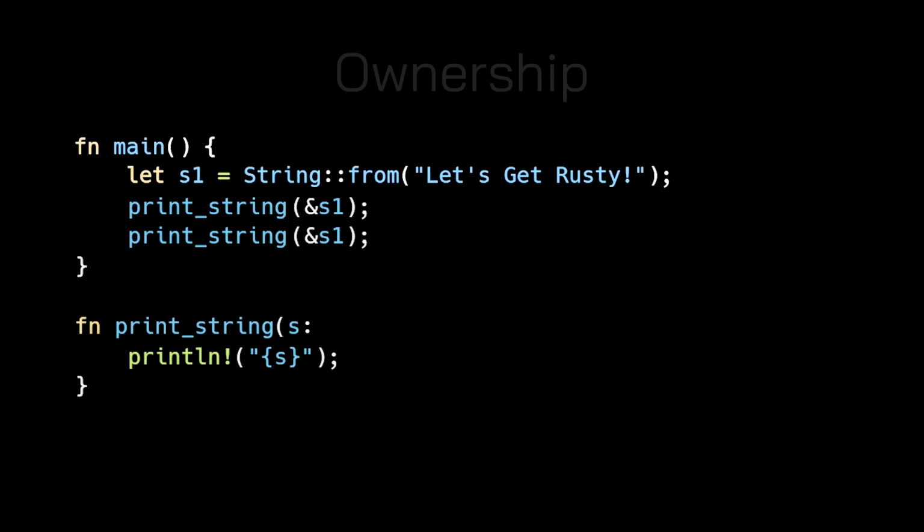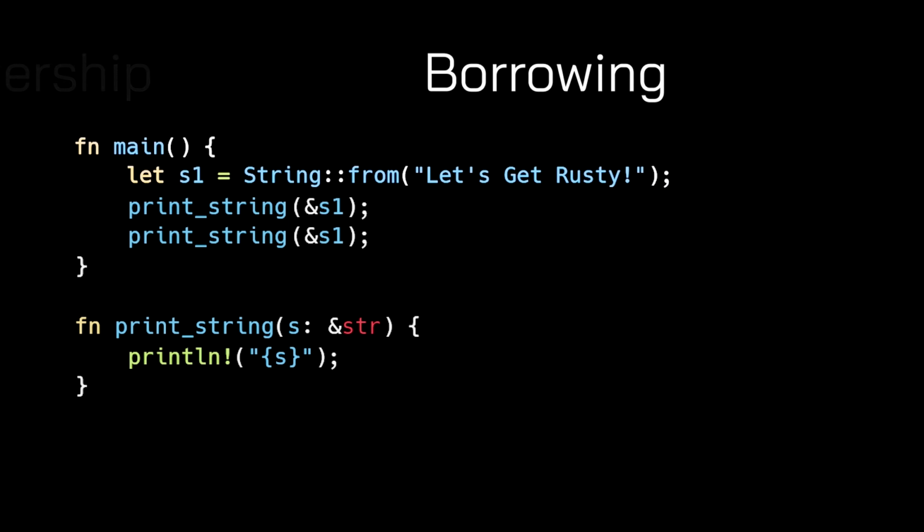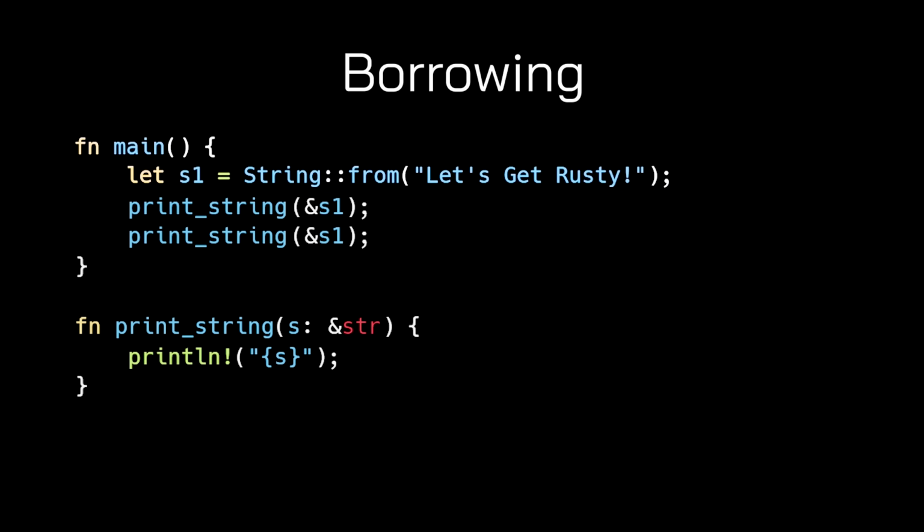We can further improve this code by making the printString function accept a string slice. If you're not familiar with string slices, I made an entire video about strings in Rust, which I'll link in the description.